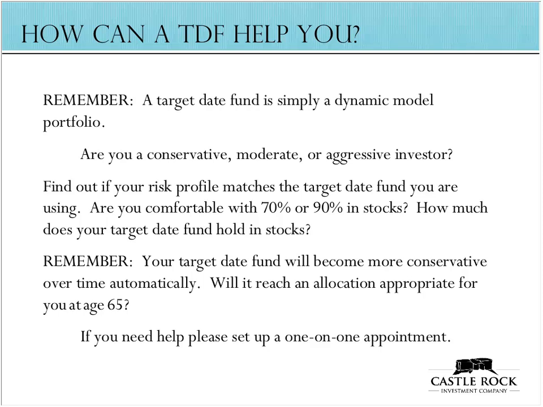Then look at your target date fund. Find out the equity portion in your target date fund and make sure it's lined up to what you need. Also remember that they do become more conservative over time. So let's say your target date fund is 75% in equities and you're comfortable with 70% in equities, there's not a big difference there. It will come down to 70% over time. So you can either wait for it or make your own personal adjustments in your investments today. If you need help with this, just contact me. We'll set up a one-on-one appointment and get that taken care of for you.